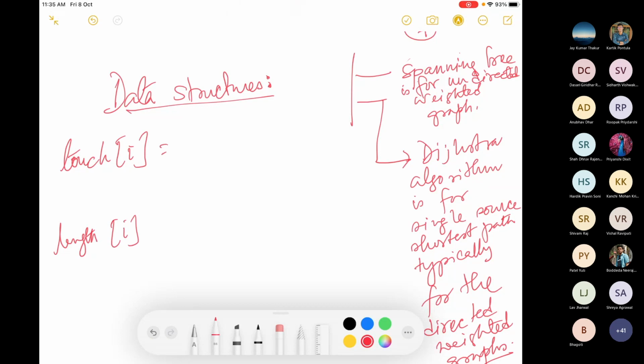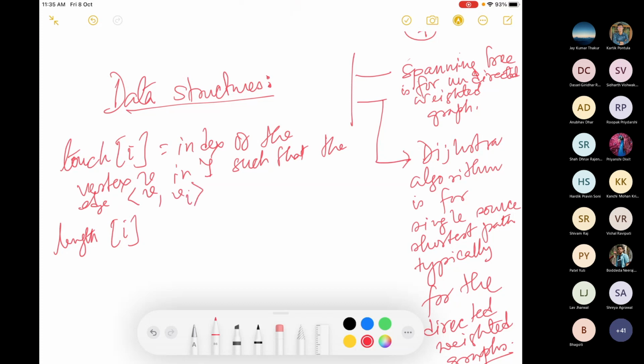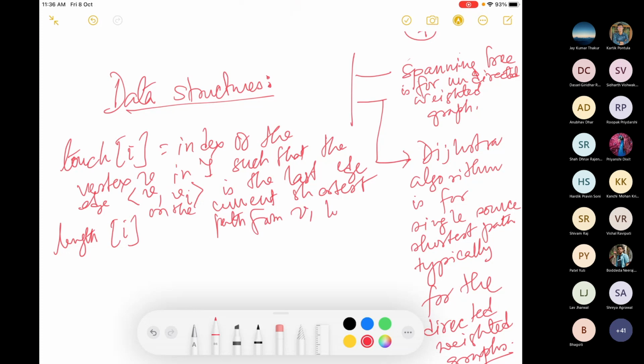What is touch I? This is the index of the vertex v in Y such that the edge v to vi is the last edge on the current shortest path from V1 to Vi using only vertices present in Y.